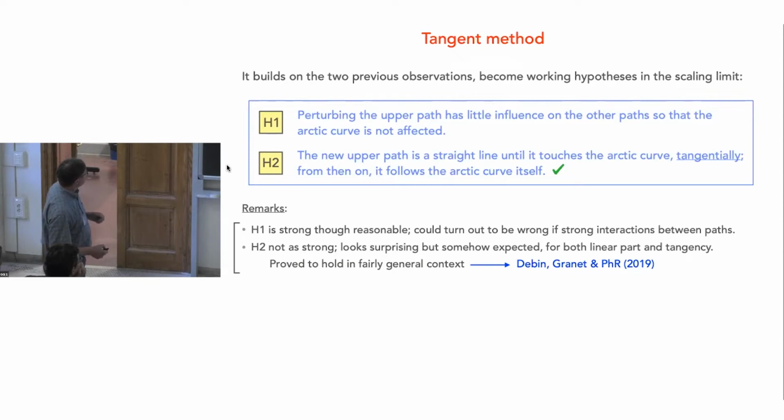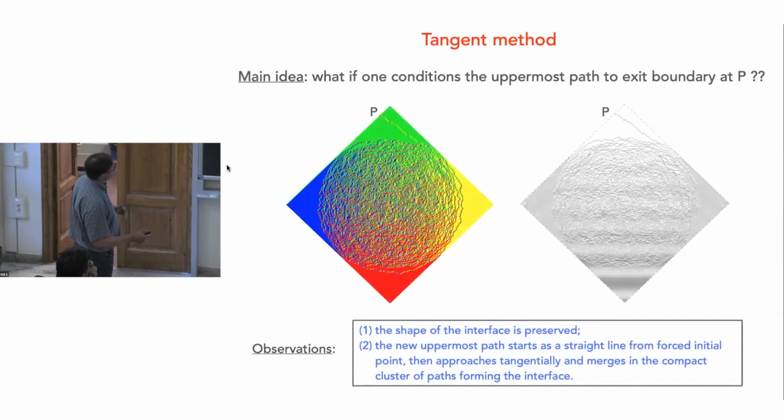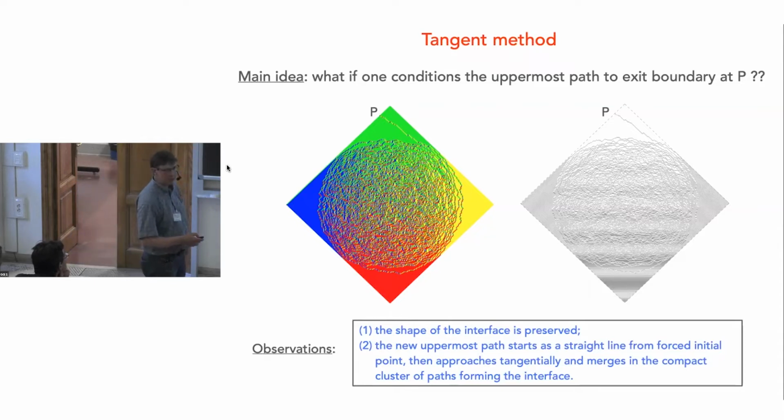And H2 is not as strong, and perhaps it might look surprising, but in a sense it is expected. Both the linear path is expected because that's the region where the path travels an empty region, and the most likely trajectory will be a straight line. And then, for the same reason, it will try to reach its endpoint in the quickest way, and therefore will stay as close as possible to the Arctic curve. And in the scaling limit, it will actually follow it.